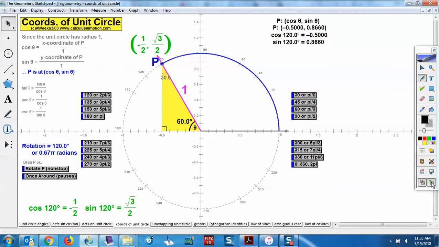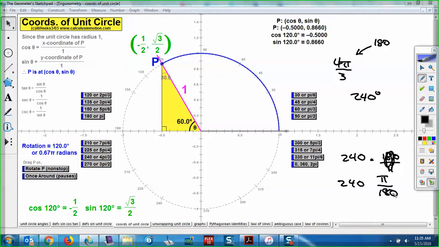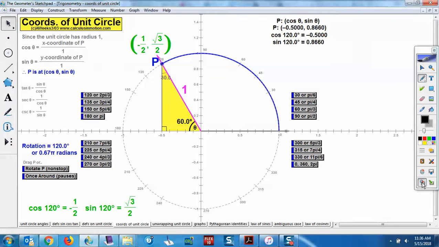Also, some of you were talking about converting there. So if you had 4 pi thirds, that is 240 degrees. Remember how we did that? Pi is 180. Just substitute a 180 into there. 4 times 180 divided by 3. If you're going the other way, if you want to take 240 and put it in terms of pi, you multiply by pi over 180. Okay, so 240 times pi over 180, and you can reduce, whatever. Okay, so we did have that. We did do some of that, converting back and forth between degrees and radians.